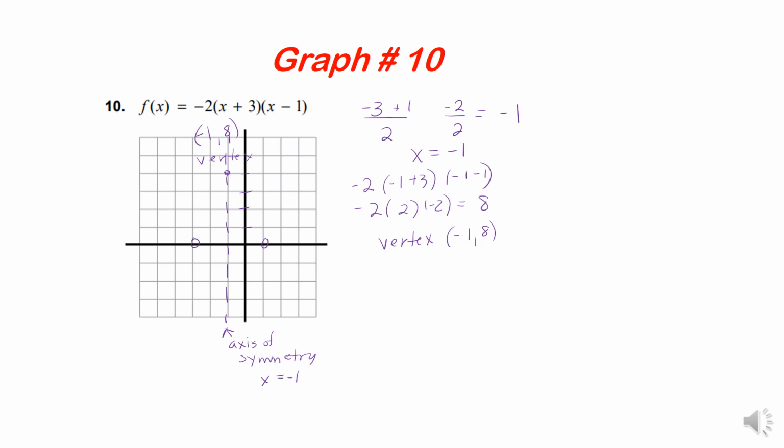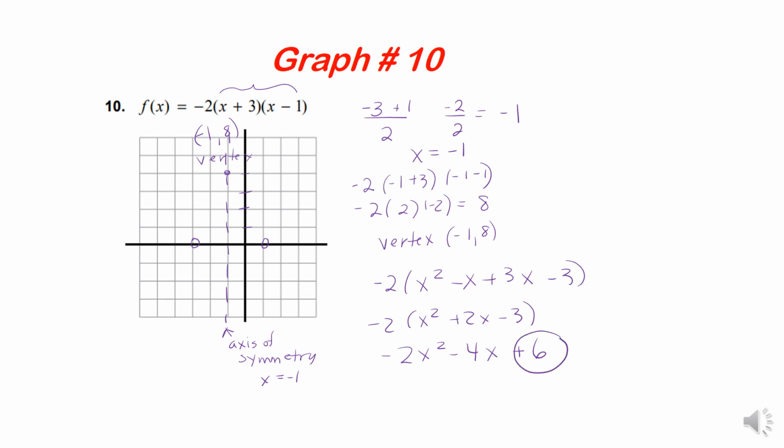So what I'm going to do is go negative 2 times, and I'm going to FOIL the intercept part, and I get x squared minus x plus 3x minus 3. Negative 2 times x squared plus 2x minus 3. And now I'm going to distribute: negative 2x squared minus 4x plus 6. And now I know that my y-intercept is 6. So I'm going to go 2, 4. There's my y-intercept. And I have a mirror point that's the same distance on the other side of the axis of symmetry right there.